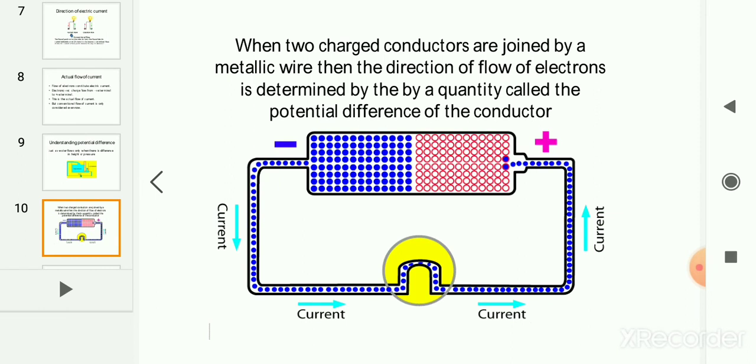Here two charged conductors are joined by a metallic wire. You can see the two charged conductors connected by a metallic wire, isn't it? The flow of electrons is determined by a quantity called the potential difference of the conductor. What is the potential difference? When these two charged conductors are connected by a metallic wire, the direction of flow of electrons is determined by a quantity called the potential difference of the conductor. Now let us see what the potential difference is.